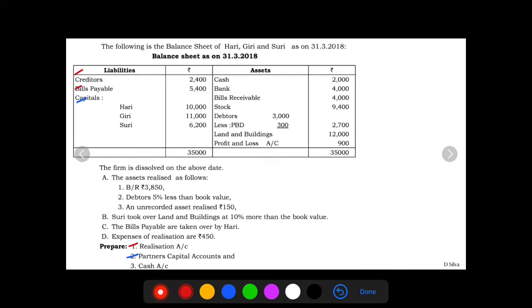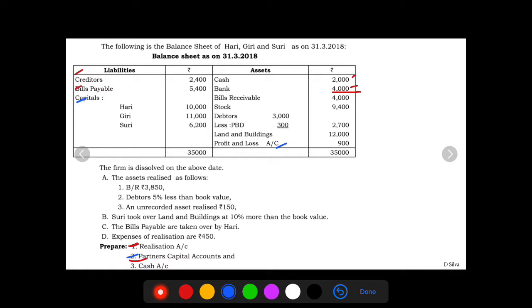On the asset side, we have both cash and bank account. So as per the question, we have bank balance as 4,000 and cash balance as rupees 2,000. So they have asked us to prepare cash account. So we will prepare cash account as per the question and show the bank account balance. Followed by, we have bills receivable, stock, debtors, land and building, which will reflect in realization account in their book value. In case of profit and loss account, this will reflect in partners capital account.